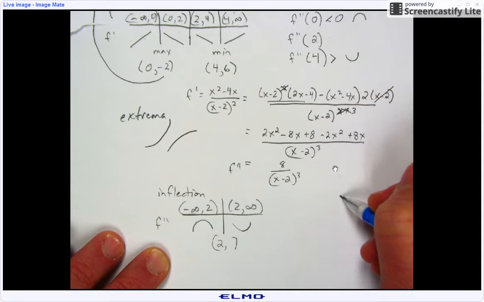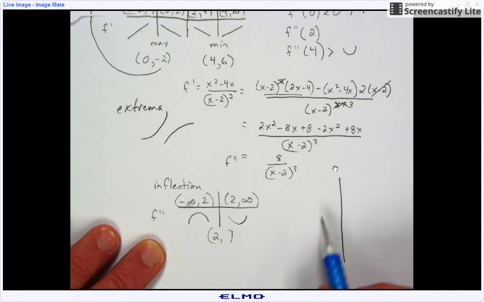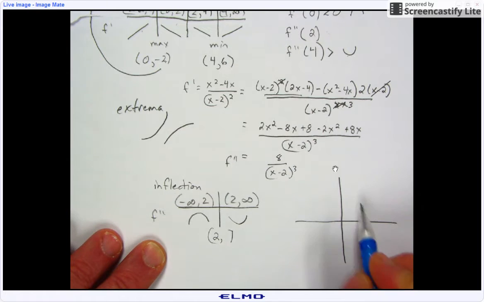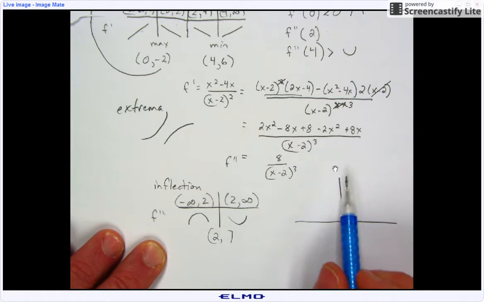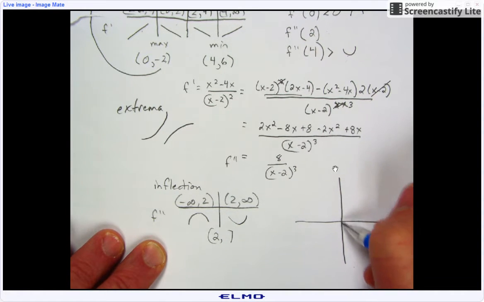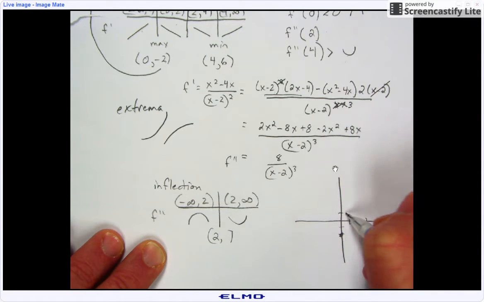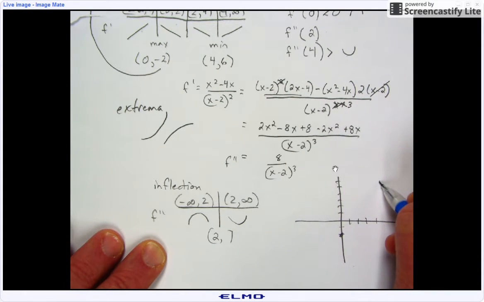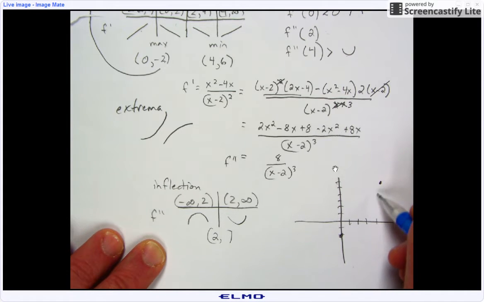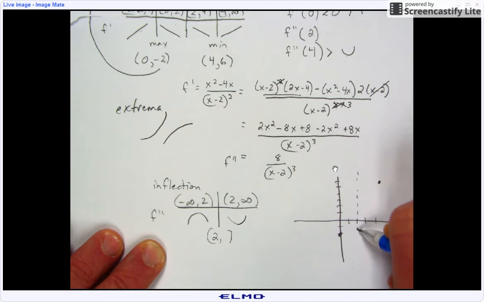So what do we know? Well, if we're going to make a sketch of this graph, when we go to sketch it, we know there's a max at 0, negative 2. We know there is a min at 4, 6. And those are relative. It's weird because this point's higher, but they're relative maxes and mins. I know there's an asymptote at 2.